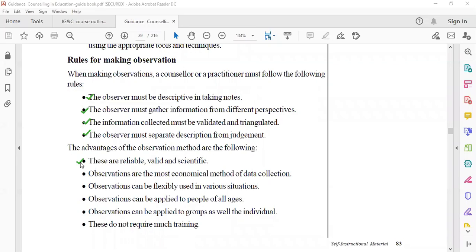Observation is the most economical method of data collection. Economical means it doesn't require so much time or so much money. Observation can be flexible and can be used in different situations. It can be used in a classroom setting, in playgrounds, in free time given in a school, and at any time during school settings. Likewise, observations can be applied to people of all ages.